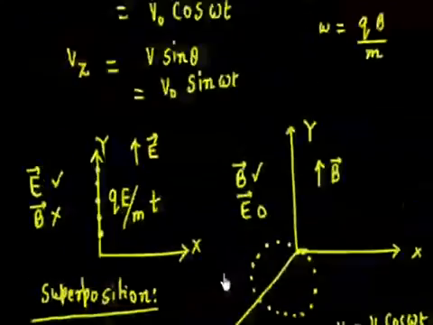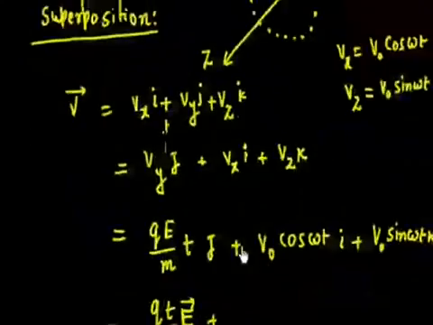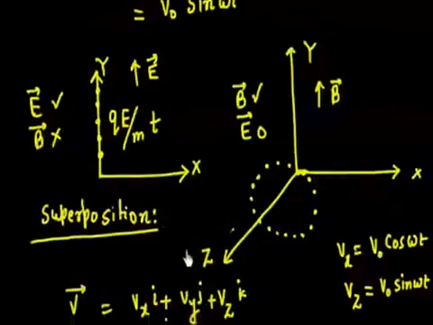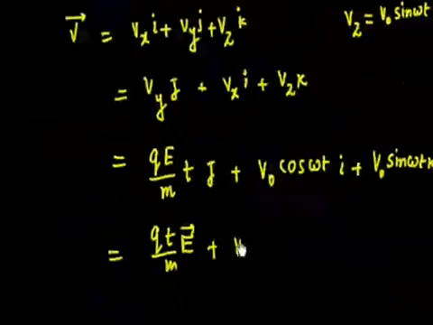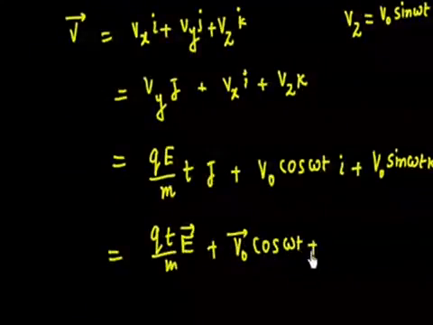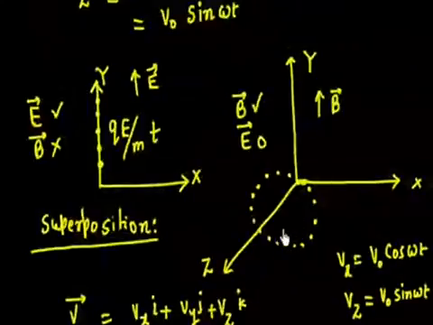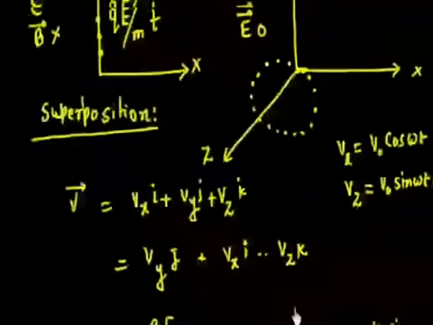Because the E vector is along the z direction, I can multiply. Now what is the i vector? The i vector is the same as the initial velocity vector, V naught vector. So V naught into i is simply the V naught vector, so this is V naught cos omega t. Plus, what is vector k? V naught cross B is the k vector, the z vector.